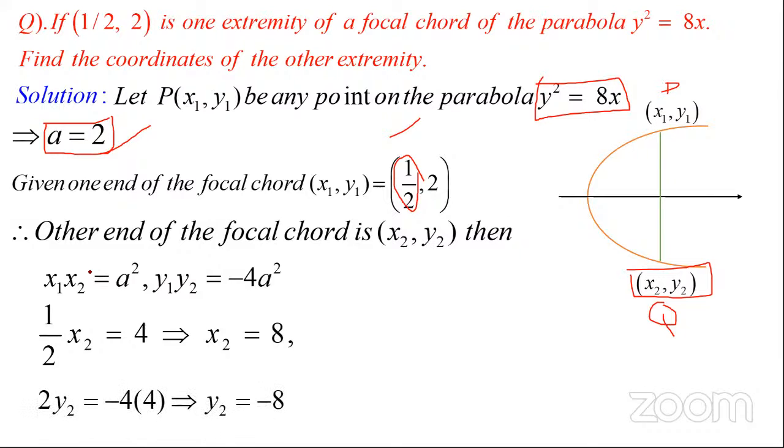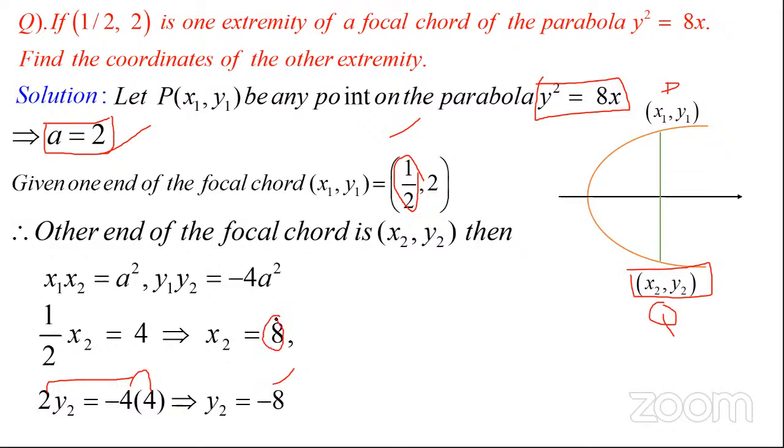So next, similarly, you just have to substitute y1 y2 equal to minus 4a squared. In that one, y1 value is 2 and the y2 value is y2, and the a value is 2, then you will get 2y2 equal to minus 4 times 4, which is nothing but 4 into 4. 4 fours are 16, and this 2 is divided. So 16 by 2 is nothing but 8. That is negative, so y2 equals minus 8.